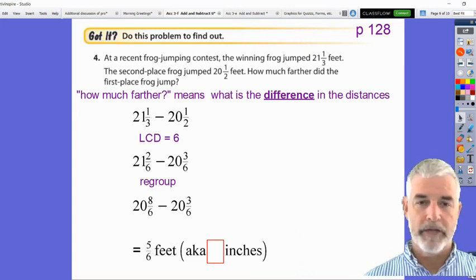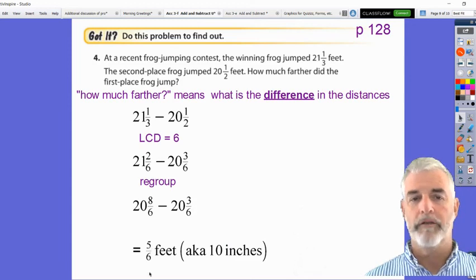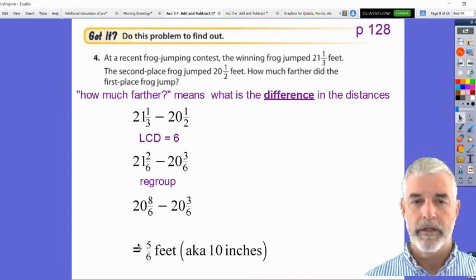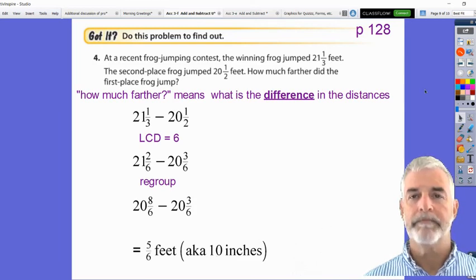Each sixth of a foot is 2 inches. So this is 10 inches, right? Multiply this by 12 to get the number of inches. 12 inches per foot. So 10 inches.